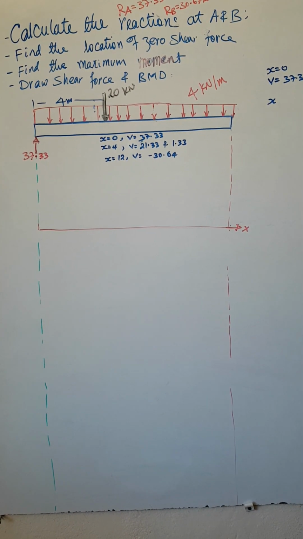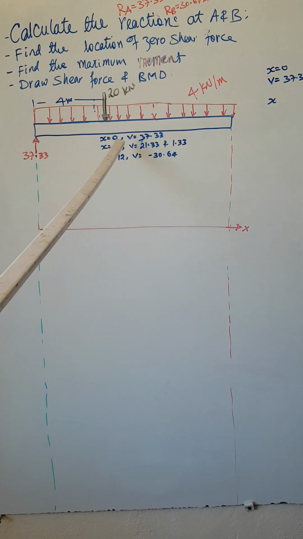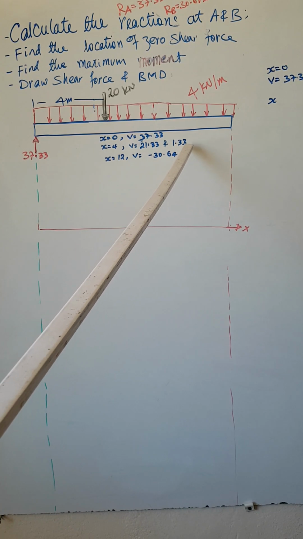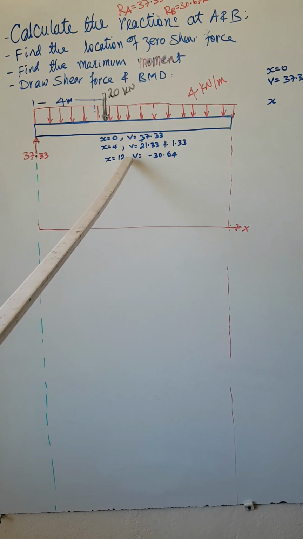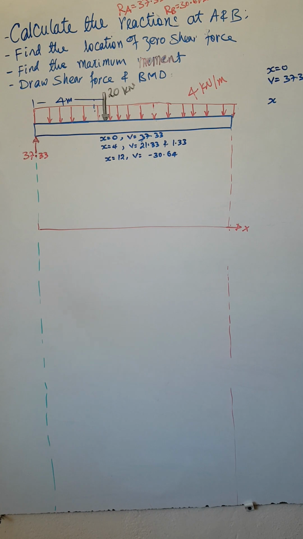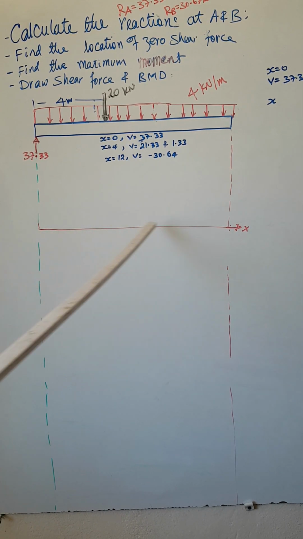Okay, now we will draw the shear force diagram. The shear forces we calculated in the previous step: when x is equal to 0 the shear force is 37.33 kilonewton. When x is equal to 4 the shear force had been 21.33, then it dropped down to 1.33 kilonewton. At x is equal to 12 the shear force is negative 30.64. This is the x axis, meaning the distance we calculated, and this is the shear force axis. So we will keep plotting these points.